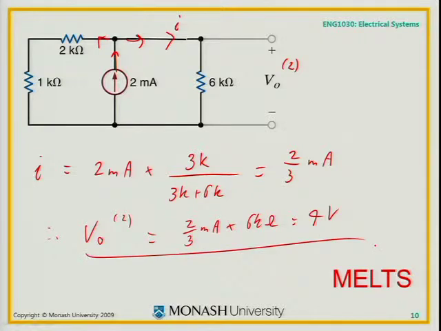All right. What's the total V0? Well, it was V01 plus V02 by superposition.